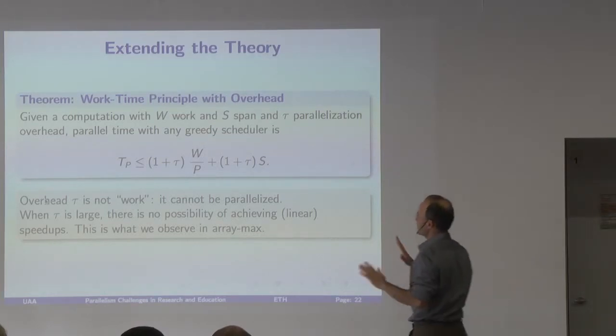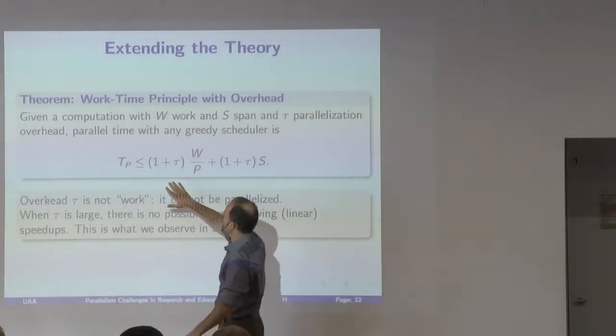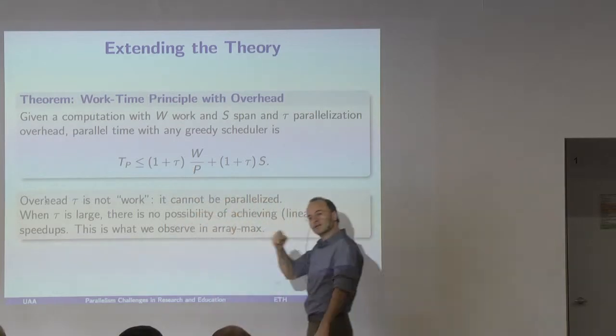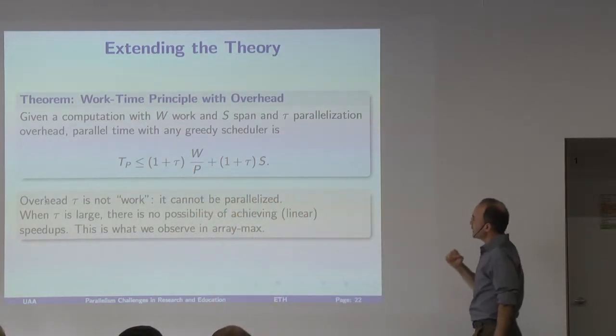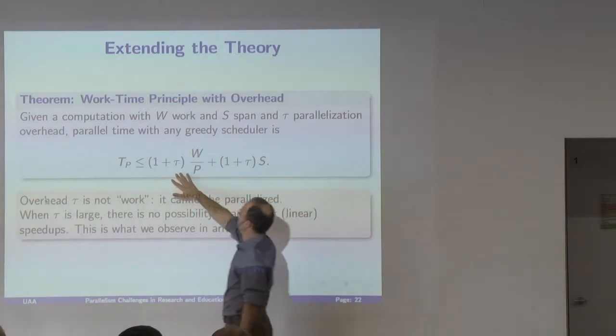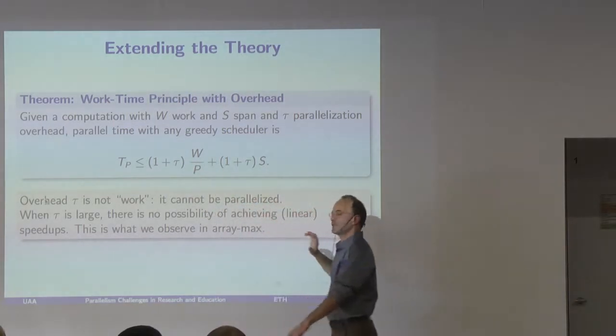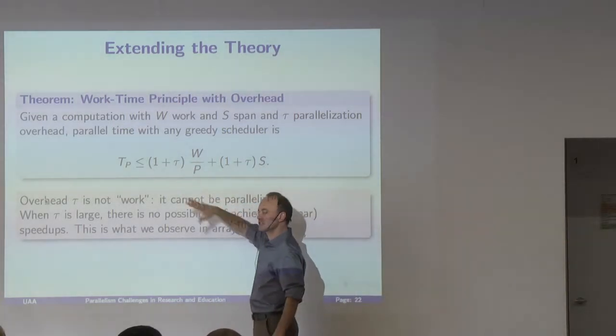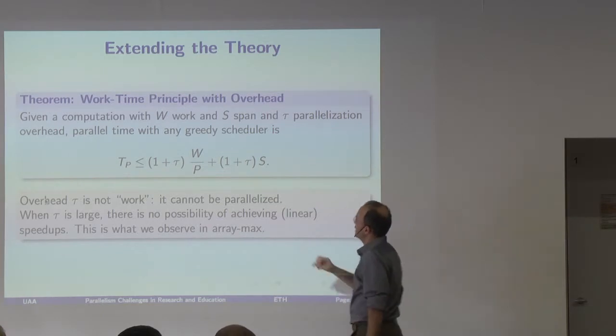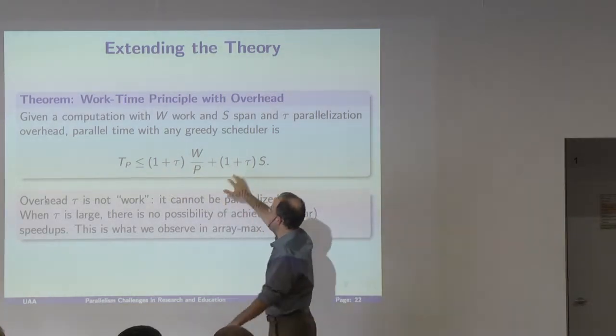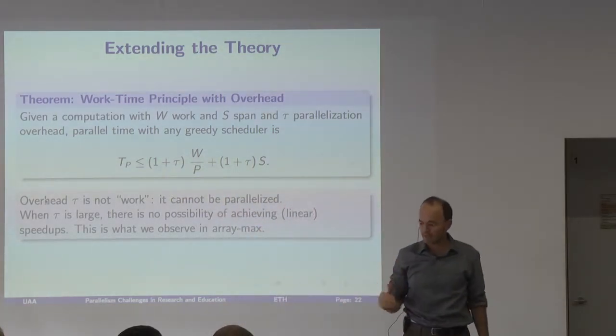What we can show is that this is not a hard theorem, but it takes some work. If tau is this parallelization overhead, it really factors into your Work-Time principle as a multiplicative factor, because it's the kind of overhead that cannot be distributed, so it becomes a multiplicative factor in front of both the work and the span.